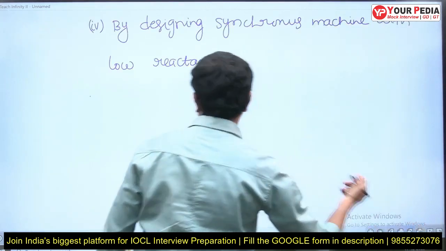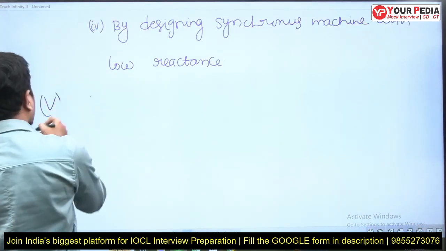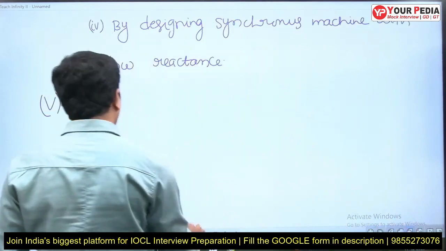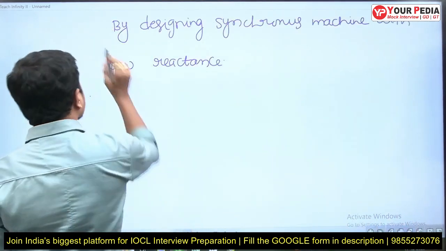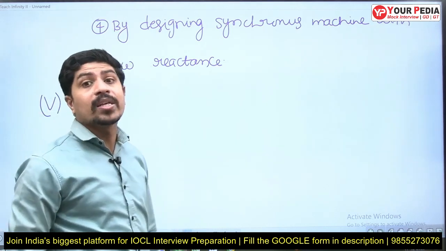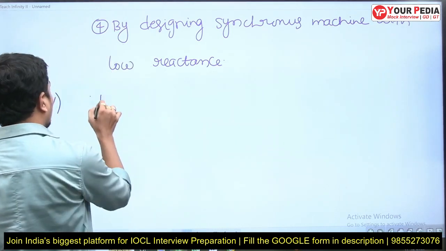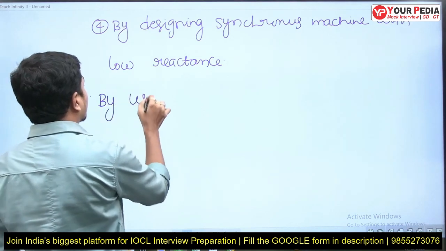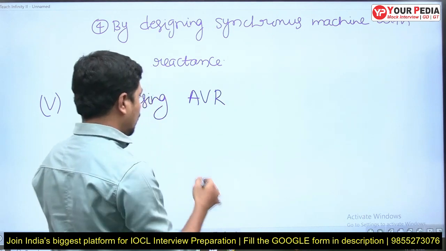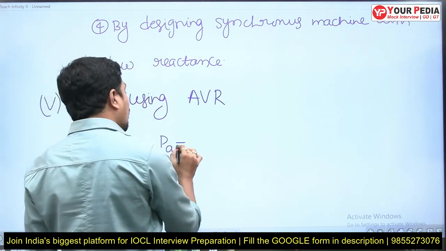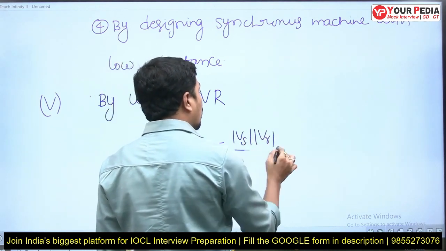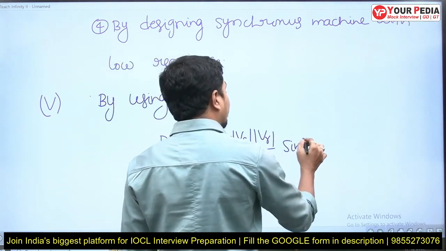So the fifth method to improve stability is by using AVR, automatic voltage regulator. What will it do? PA is equal to PS minus PE, which is |Vs||Vr|/X into sin delta.